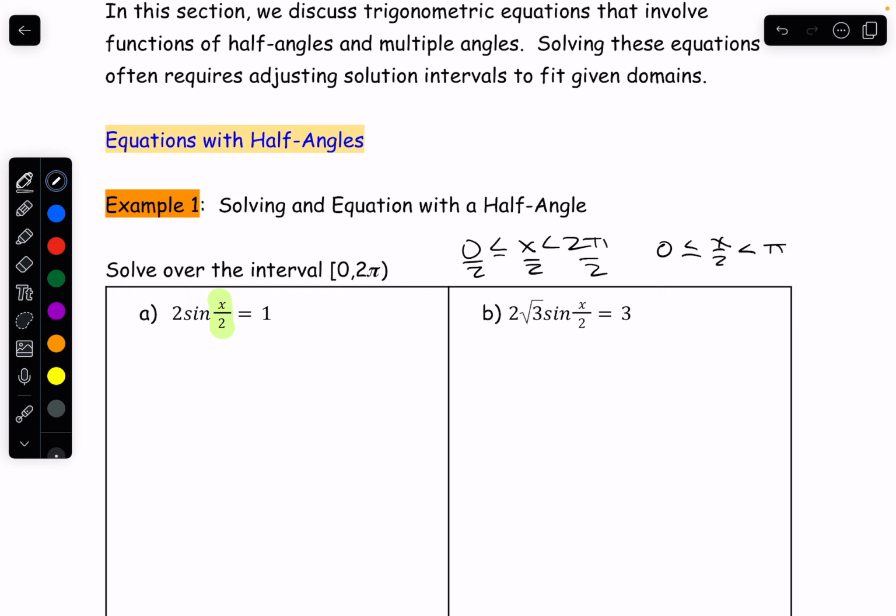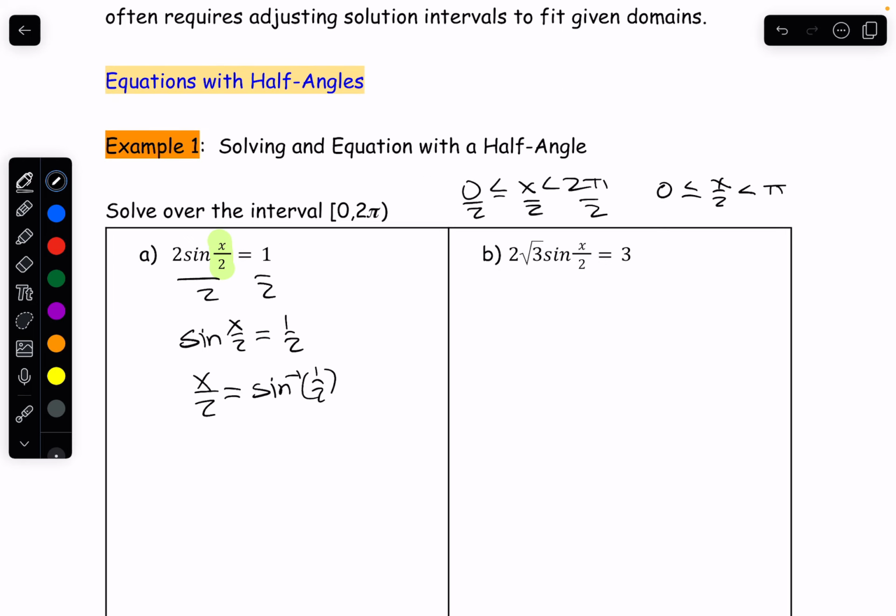Well, not too terribly bad on this one. It's kind of like a linear equation. We're going to go ahead and divide everything by 2, giving us the sine of x over 2 equals 1/2. Then we'll go ahead and do our inverse sine. So here's where you need your unit circle, and you have to find out where the sine is equal to 1/2. Well, it's equal to 1/2 in the first quadrant at pi over 6, and it's also equal in the second quadrant at 5 pi over 6.